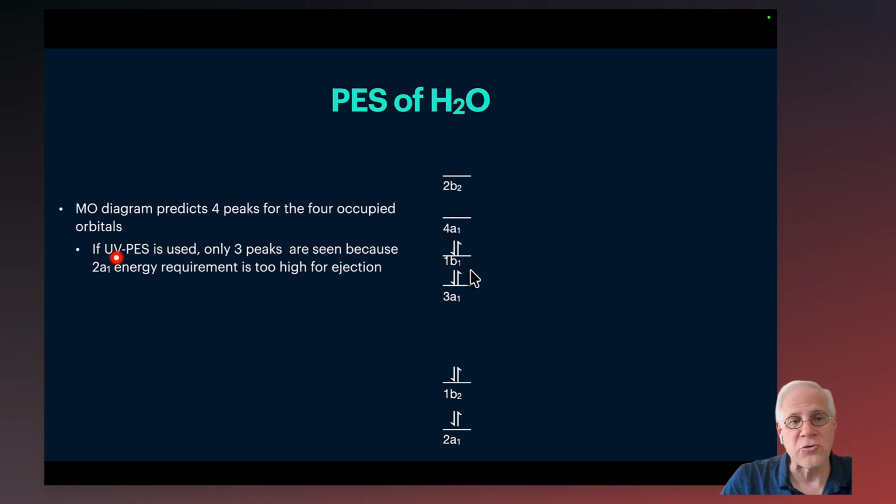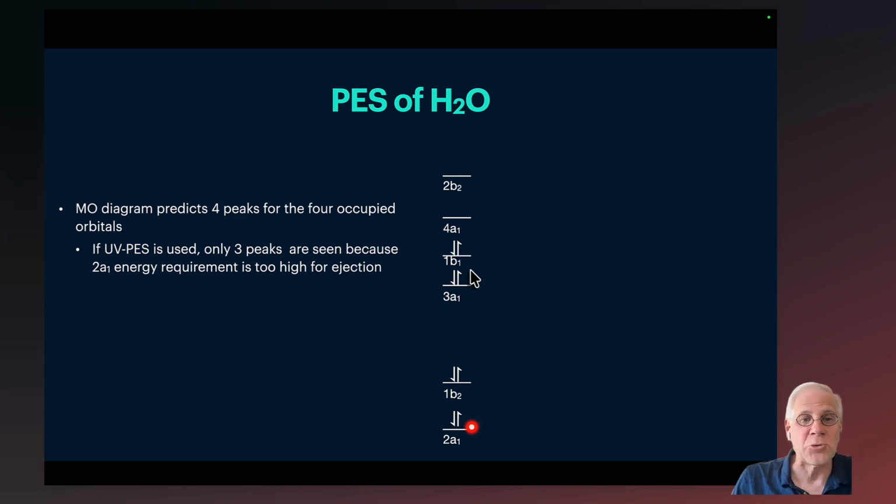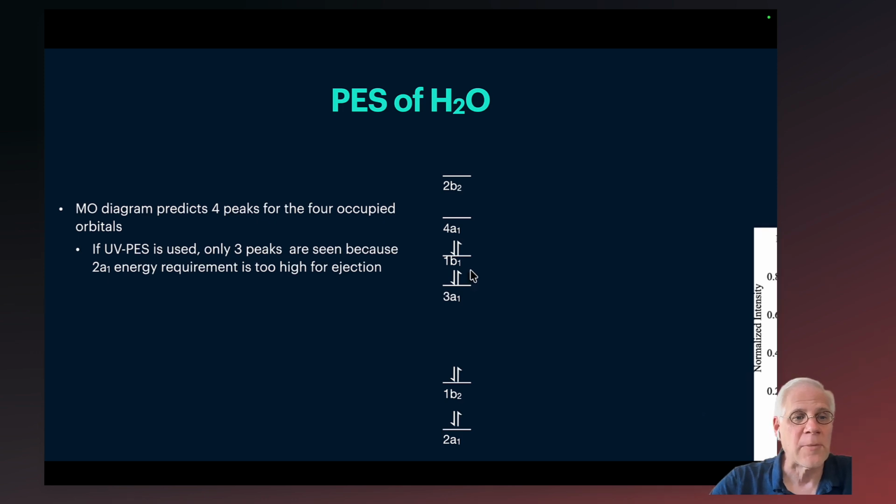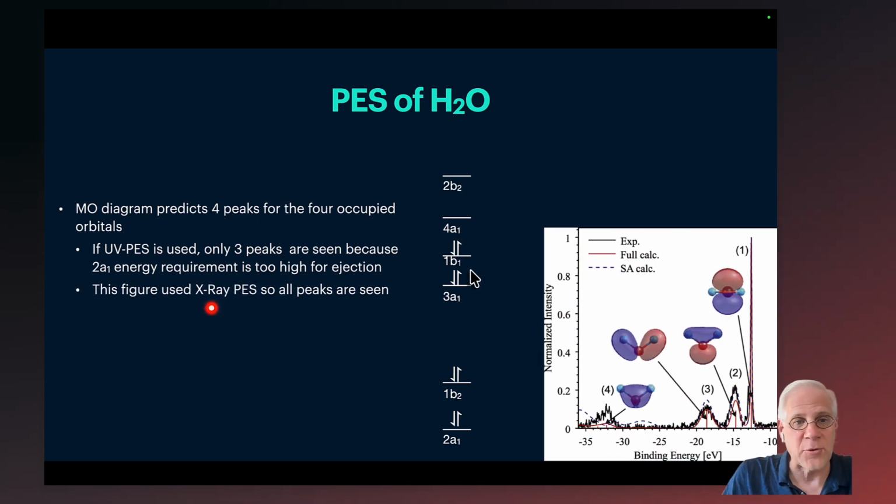Now, if we use ultraviolet photoelectron spectroscopy, we're only going to see 3 peaks in that spectrum, and this is because of the energy of that 2A1. It's too far down, so the energy of the 2A1 is too low, it's too stable, and the requirement is too high for ultraviolet light to eject any electrons from the 2A1. If, however, we use X-ray photoelectron spectroscopy, X-ray photons have much higher energy than ultraviolet photons, and so we can actually reach the energy needed to eject that 2A1.